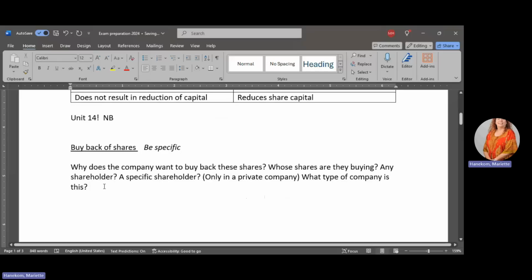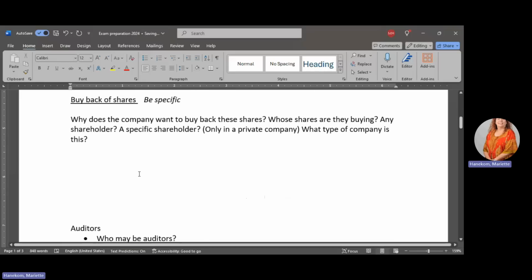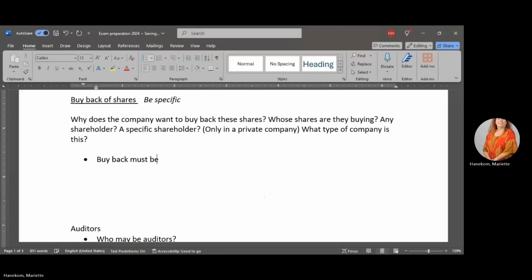So you've clarified those thoughts in your mind. Now you start answering your question by describing the procedure, the requirements that have to be followed. So the first requirement is that a buyback, the articles of the company must permit a buyback of these, must allow a company to buy back its own shares.